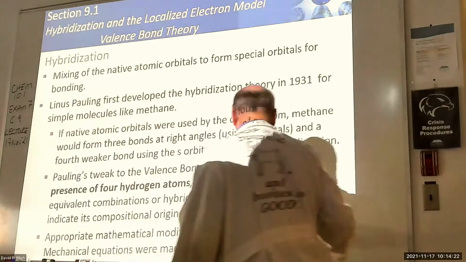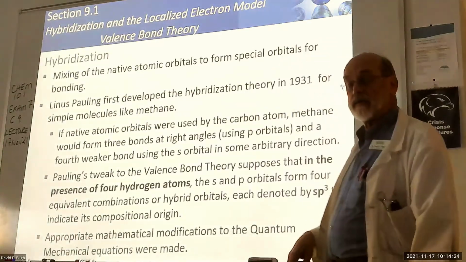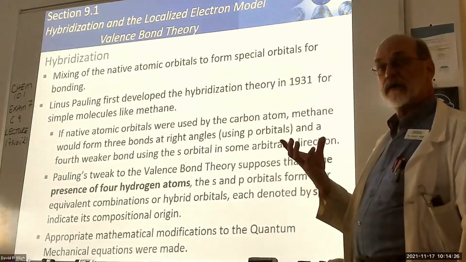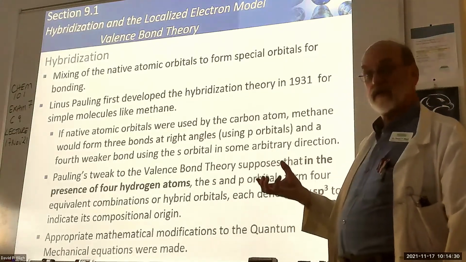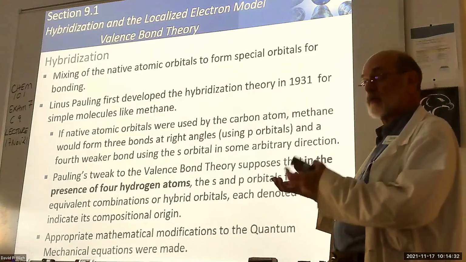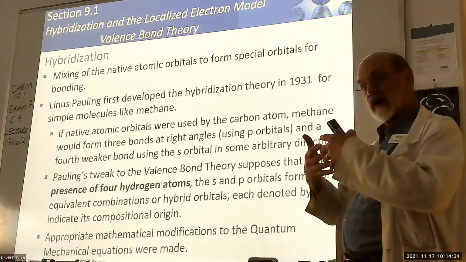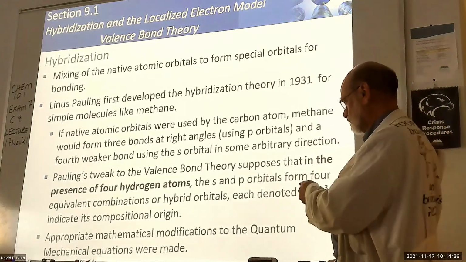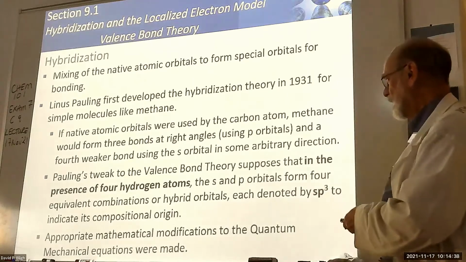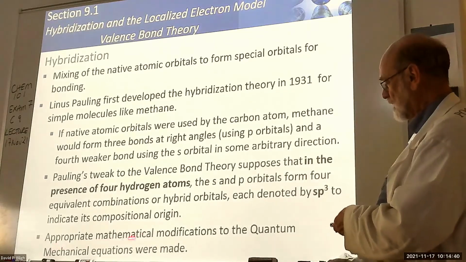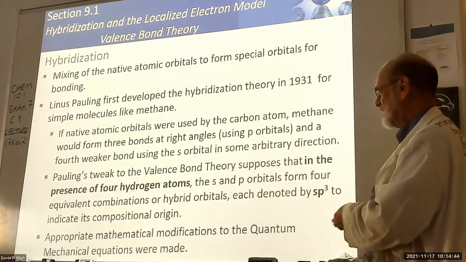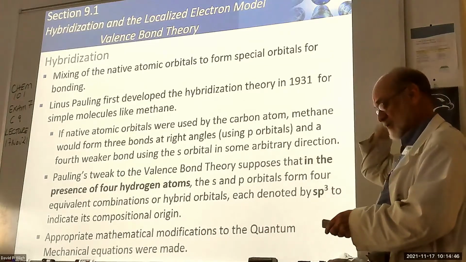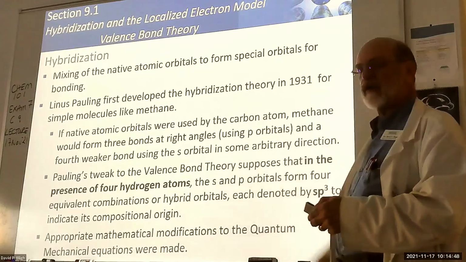We don't have to hybridize the hydrogens because they only have 1 electron. They're going to overlap their s orbital with one of the sp3 orbitals from carbon and make that bond. This is what I was referencing earlier, mathematical modifications of the quantum mechanical equations, those wave functions.